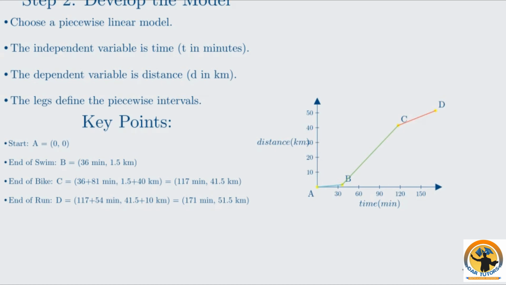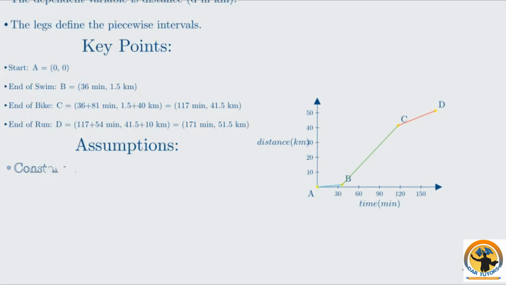Part B asks for any assumptions we made. Let's think. We assume the swimmer maintains a constant average speed during each individual leg. In reality, a swimmer's speed fluctuates throughout a race. But for this model, we've simplified it to an average for each segment. This is a reasonable assumption for creating a simple and useful model.